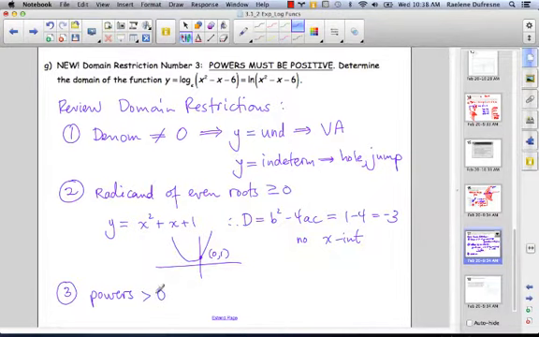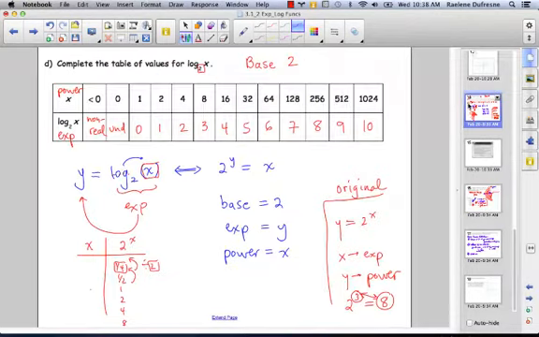Our third and newest of 4 domain restrictions is that powers must be positive. We know powers cannot be 0 or negative because going through the table of values, as we saw a moment ago, we're continuing to multiply or divide by 2, and we never end up taking something, dividing it by 2 and getting 0. We never take a positive and divide by 2 and get a negative. So powers can only be positive.